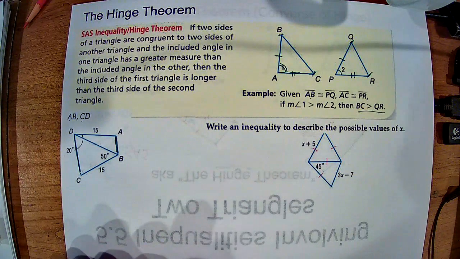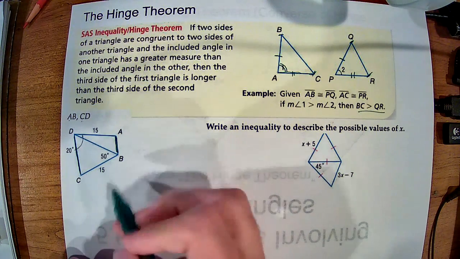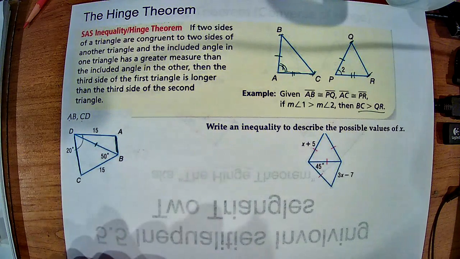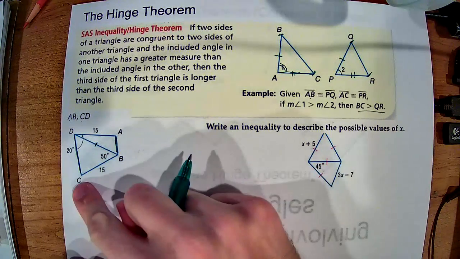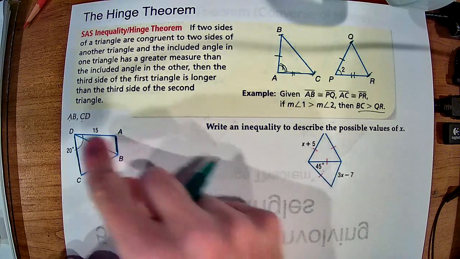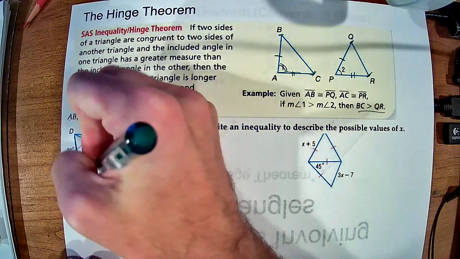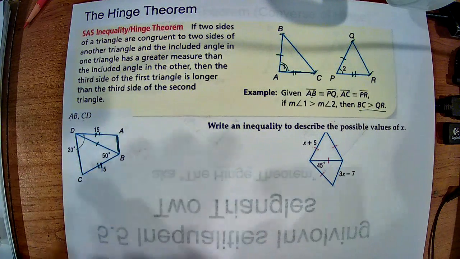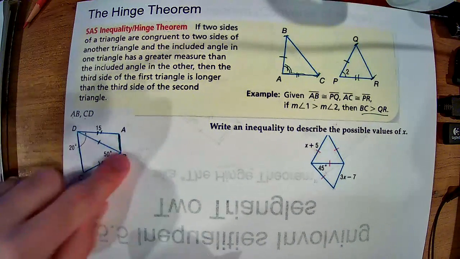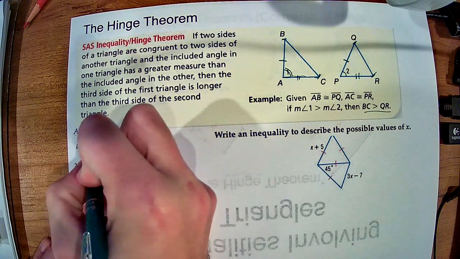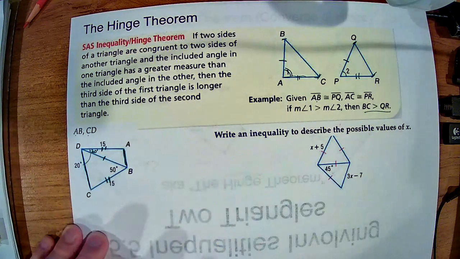Well, take a look. I noticed that these two triangles have DB in common, so I'm going to mark that. I also noticed that CB is 15 units, AD is 15 units, so these are the same. And if I look, angle ADB is only 20 degrees. So I'm going to write that in so I can see it a little bit better in terms of where it is on the triangle.